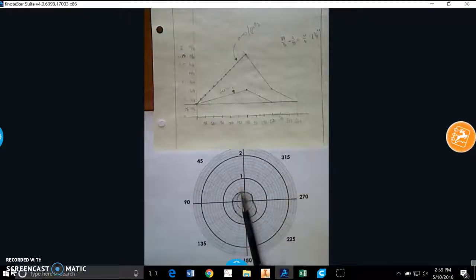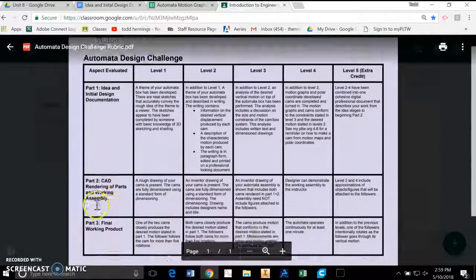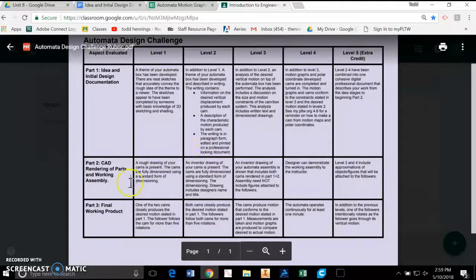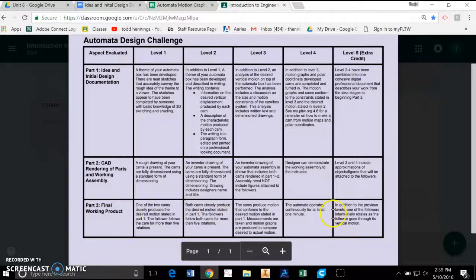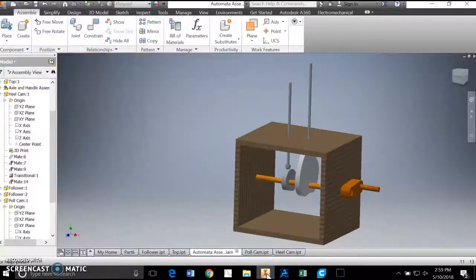A couple other things you might want to work on during this period, for some of the other parts of the rubric, like the CAD rendering. Maybe you're going to start some of that and you'll come back to the writing or something like that. You won't probably start any of the final assembly, the final working product yet, but you might start some of this, and you can see some of mine that was done.